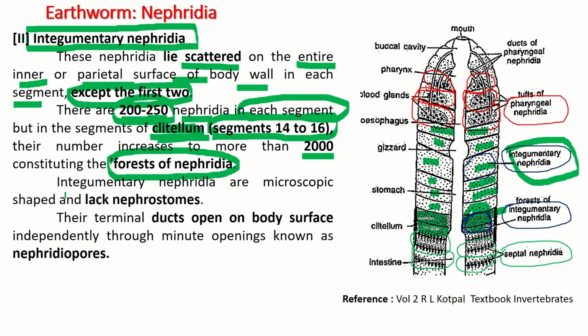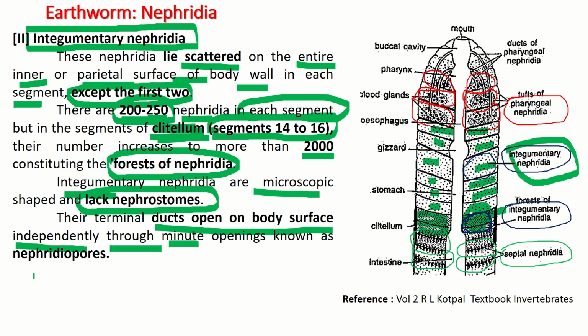Integumentary nephridia are microscopic and lack nephrostomes. Their terminal ducts open on the body surface independently, through minute openings called nephridiopores. So the openings of the integumentary nephridia are called nephridiopores.